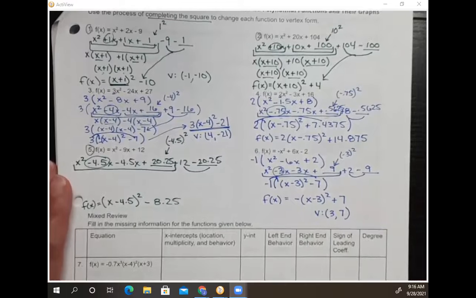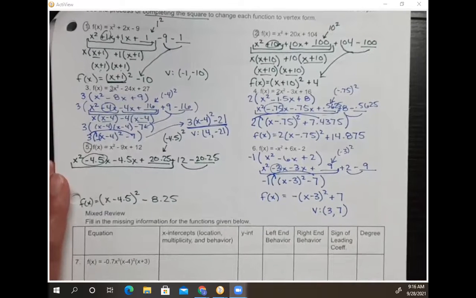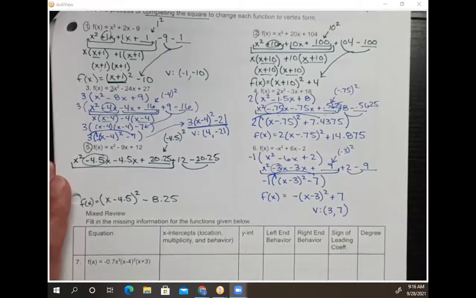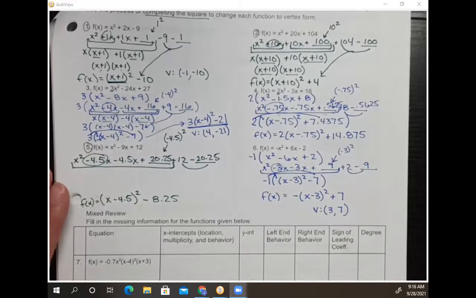Really quickly on the practice work that you guys started yesterday, it also asks you about whether the vertex is a minimum or a maximum. So remember, to determine if the vertex is going to be a minimum or a maximum, I kind of need to know what the end behavior is going to be, which we can get from the degree and the lead coefficient. Our degree is 2 on all of these because they're all quadratic functions.